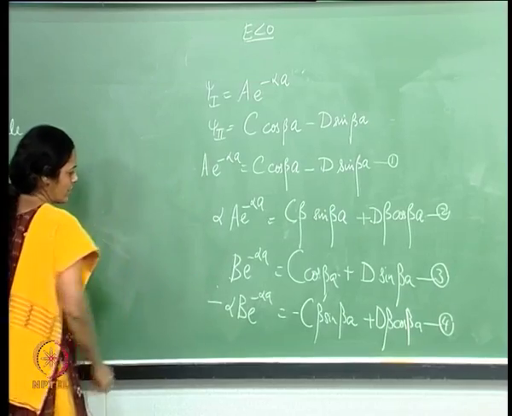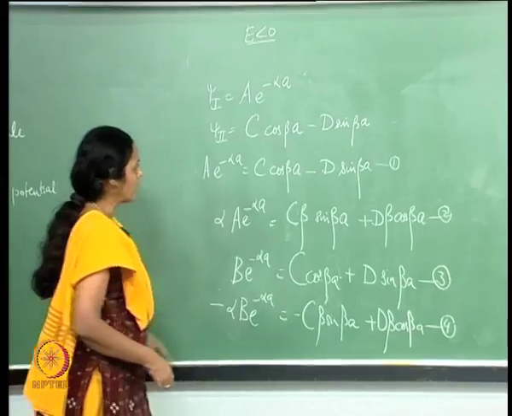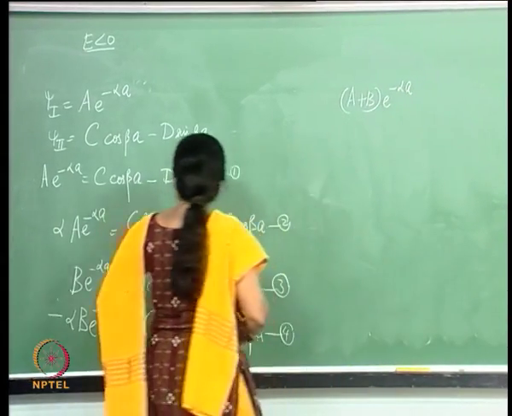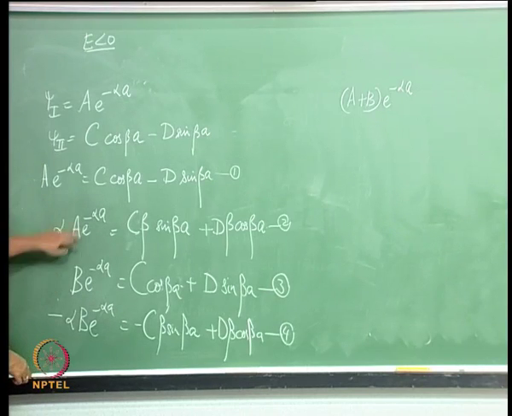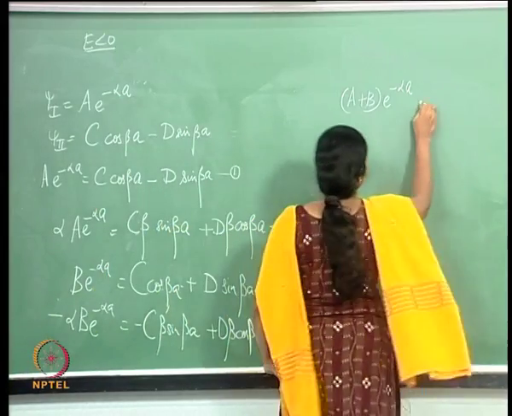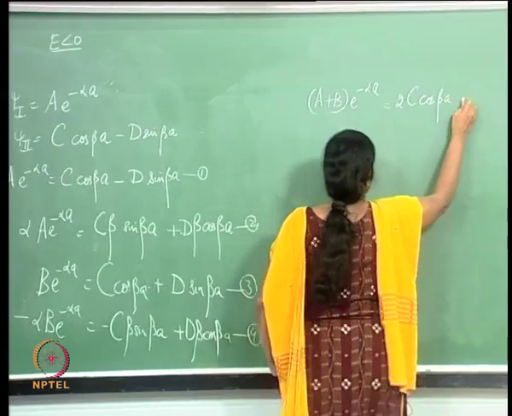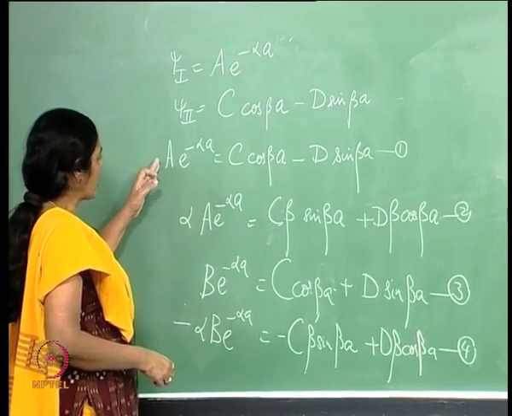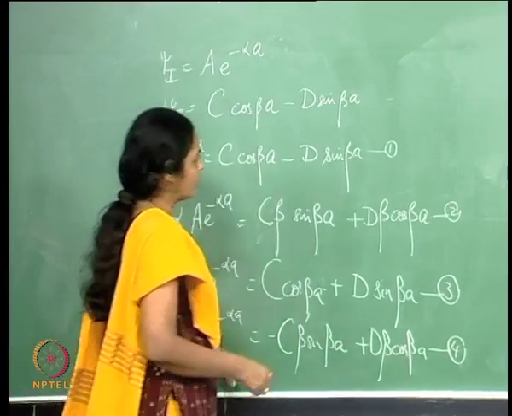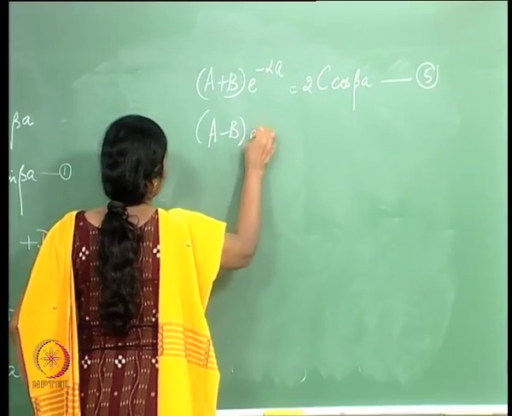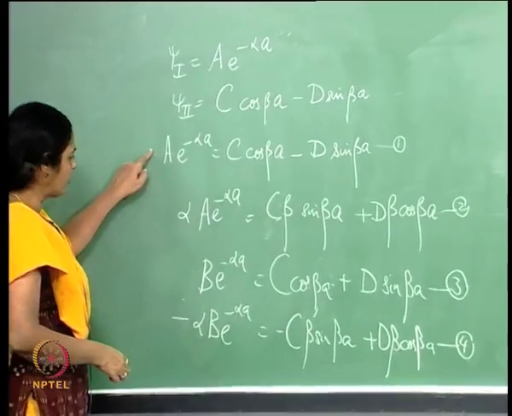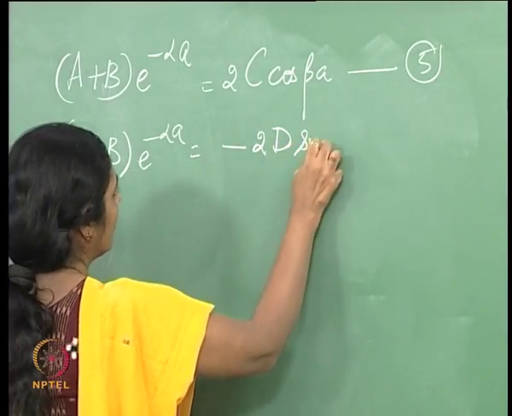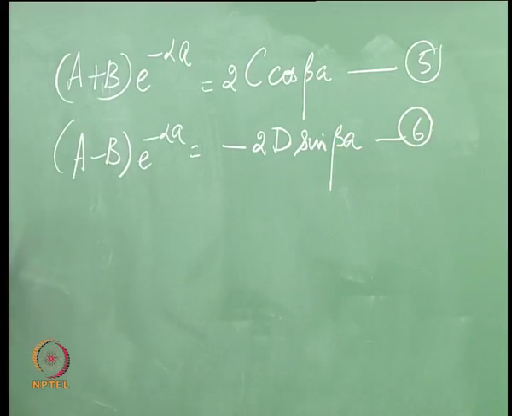I can add the first and third equations. So that gives me A plus B times e to the minus alpha a, and when I add it, I get 2C cos beta a. I'll call this equation 5. Right? I can subtract one from the other. So I have A minus B times e to the minus alpha a. So I am subtracting 3 from 1. So I get minus 2D sin beta a. So that is 6.